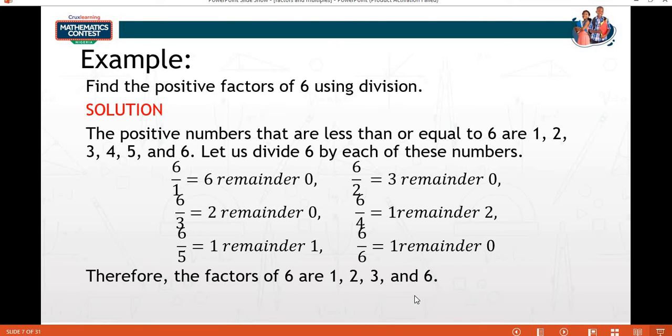Numbers less than 6 or equal to 6. So here we have 1 is less than 6, 2 is less than 6, 3 is less than 6, 6 is equal to 6. So we have 1, 2, 3, and 6 as factors of 6. Try it out and you get the same result. So let's proceed.